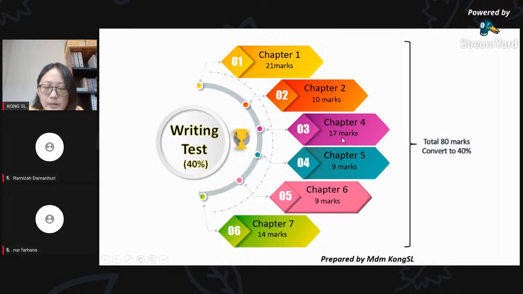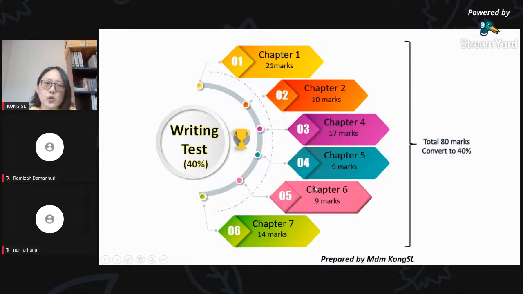And then chapter 4, 70%. Chapter 5, chapter 6, chapter 4. After chapter 1, the next topic is chapter 4. You have to focus on chapter 4 and then chapter 7. So there is still time for you to master these 6 topics. Don't give up.